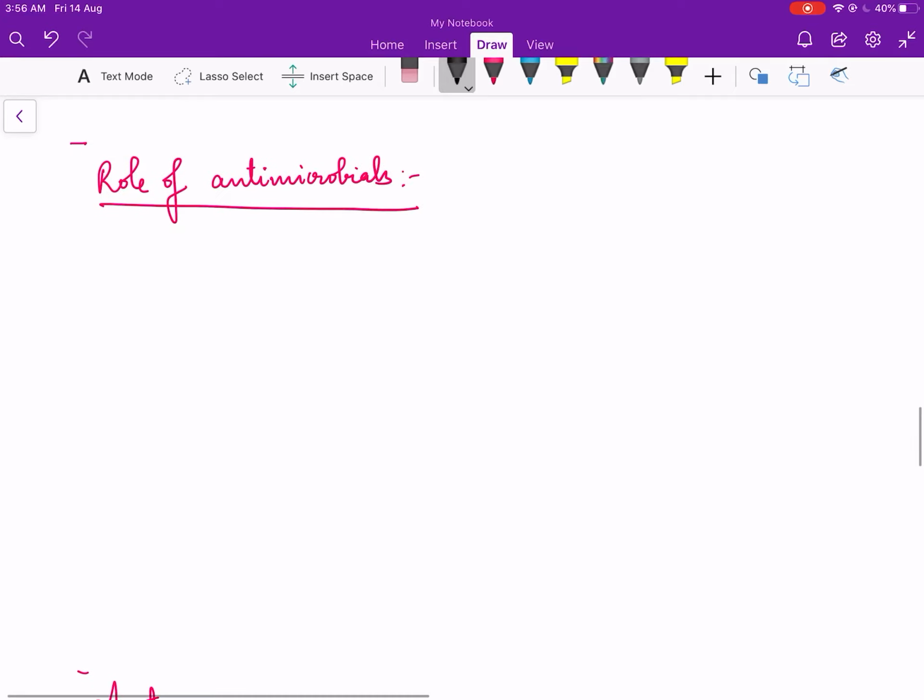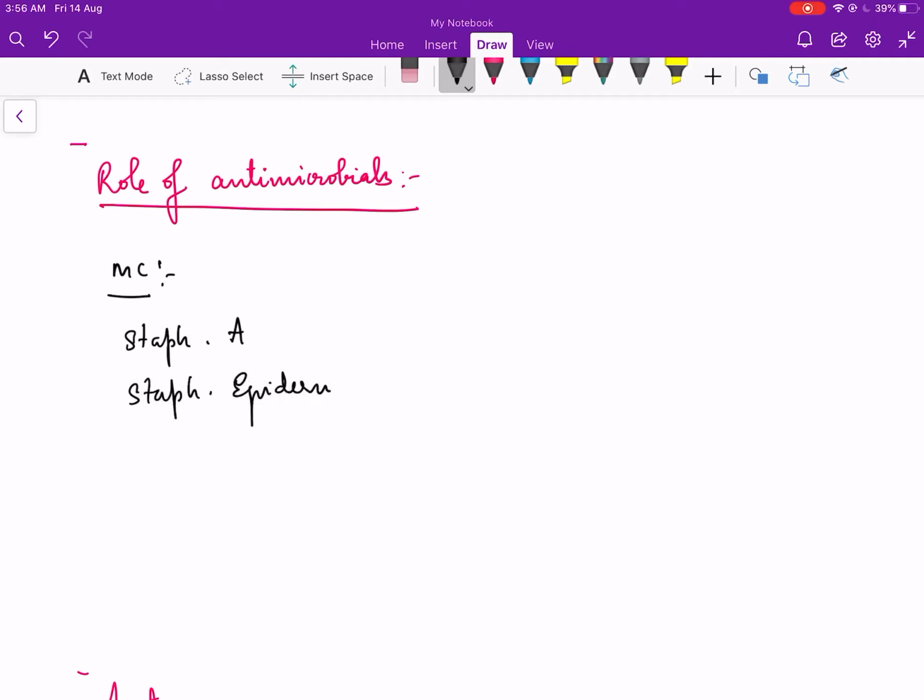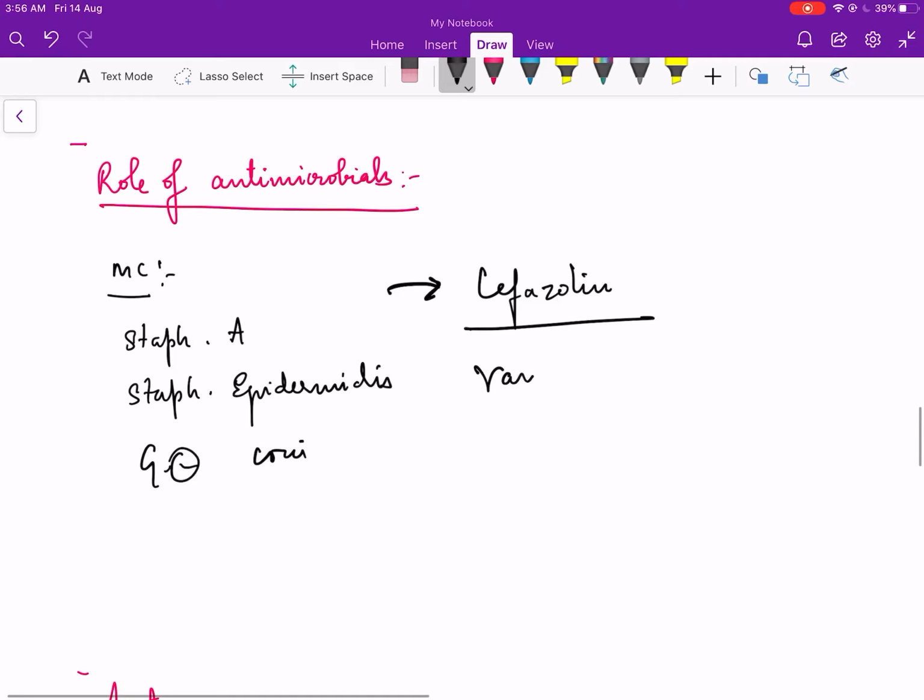Role of antimicrobials: they are given if we are using any prosthesis in a vascular surgery patient. In adults, the most common organisms which will infect are Staph aureus, Staph epidermidis, and other gram-negative cocci. What drugs do we start for these patients? You can use cefazolin, vancomycin, or clindamycin.